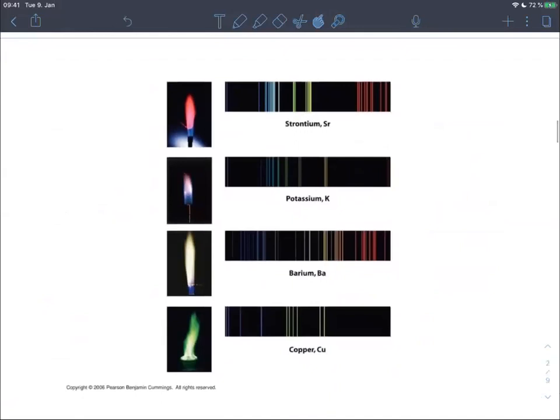Now, it is interesting to note that each gas has its own spectrum. And in fact, we find that these emission line spectra are characteristic of that particular gas.